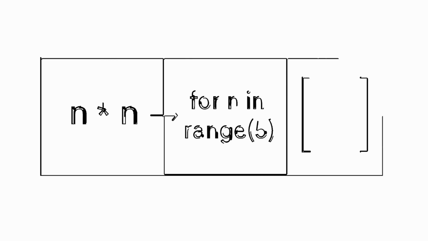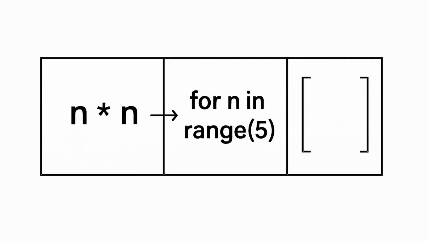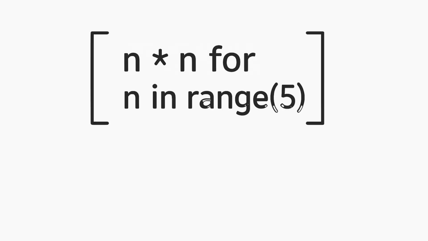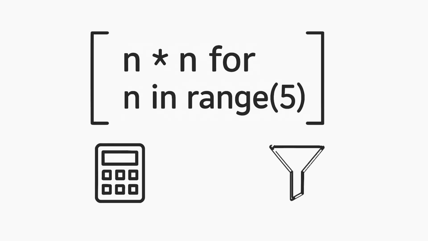Read it from left to right. Inside the brackets you have two parts. First, the expression you want, n * n. Then, the loop, for n in range(5). Put them together. You are building a list of n * n for each n in that range.